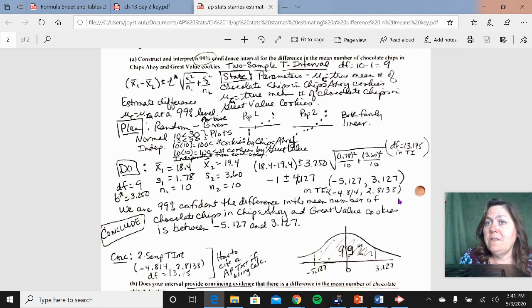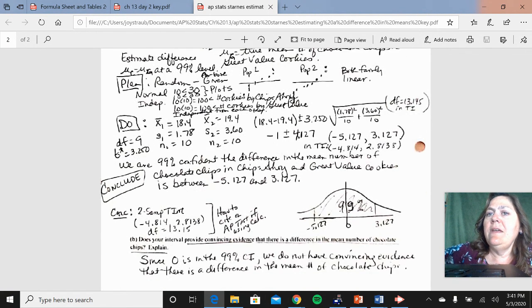So then our conclusion is that we are 99% confident that the true mean difference in the number of chocolate chips between Chips Ahoy and Great Value is between that number and -3. Okay, so remember that when you're doing the difference, we're doing x1 minus x2, so we're doing the Chips Ahoy minus Great Value. Okay, so you will get a negative when Chips Ahoy has less than the Great Value.